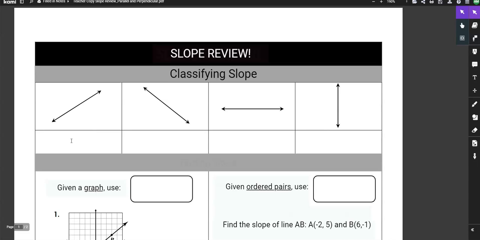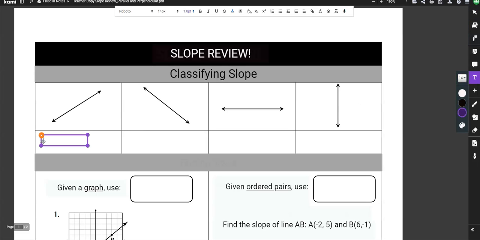Alright guys, so today what we're going to do is talk about slope. We're going to talk about different kinds of slope. Slope is just generally a measure of how steep or not steep a line is, and can either be positive, negative, zero, or what we call undefined.